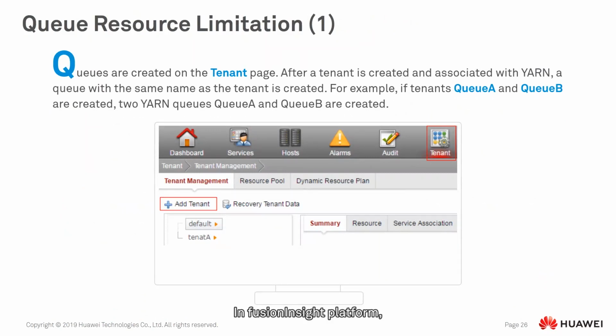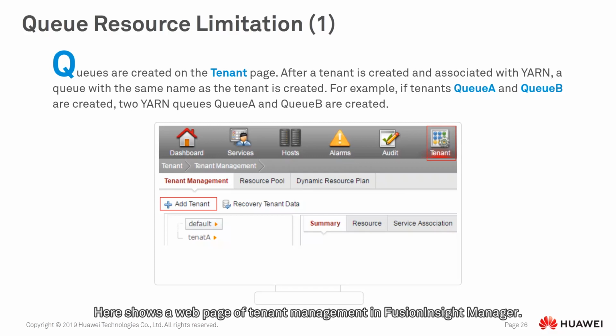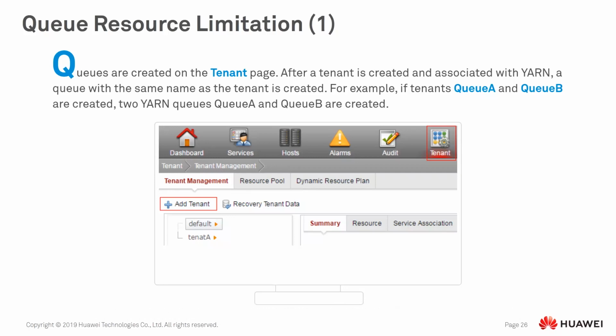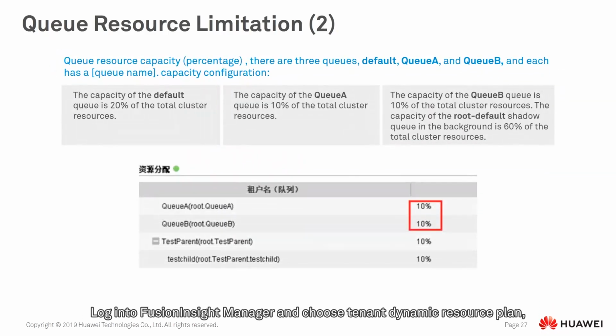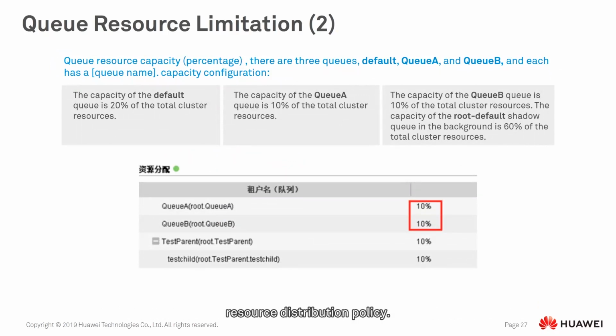In Fusion Insight Platform, users can create queues by Fusion Insight Manager. Here is a web page of tenant management in Fusion Insight Manager. When creating a tenant and associating it with Yarn, a queue with the same name as the tenant will be created. Log into Fusion Insight Manager and choose Tenant, Dynamic Resource Plan, Resource Distribution Policy. We can see the following page.